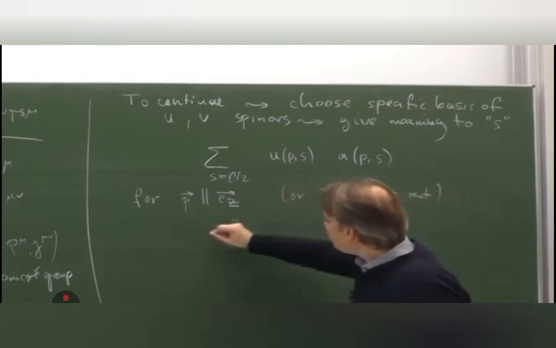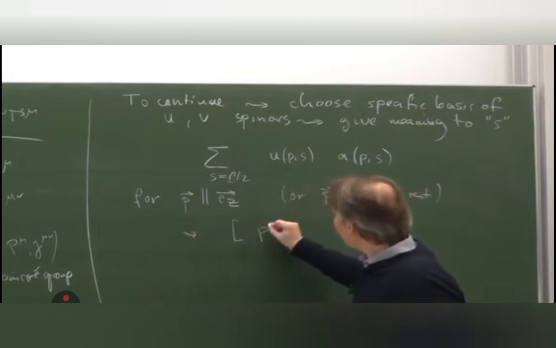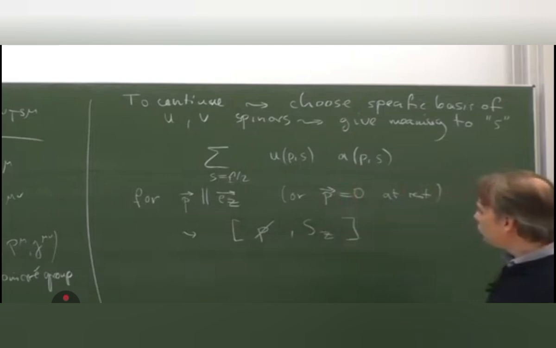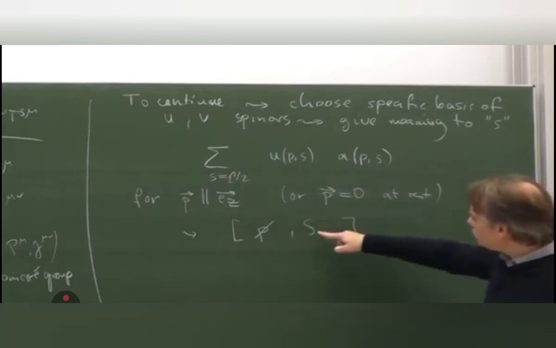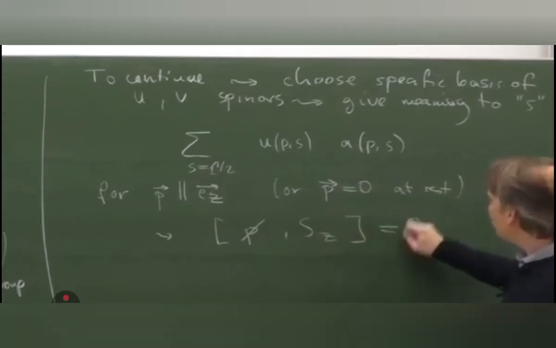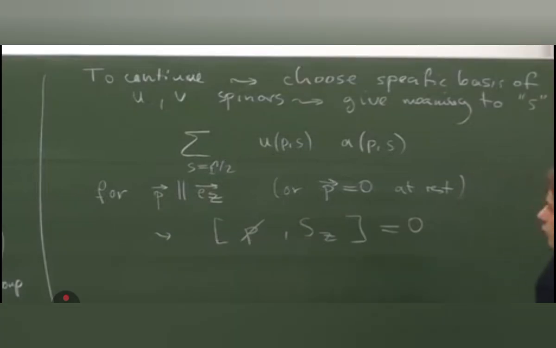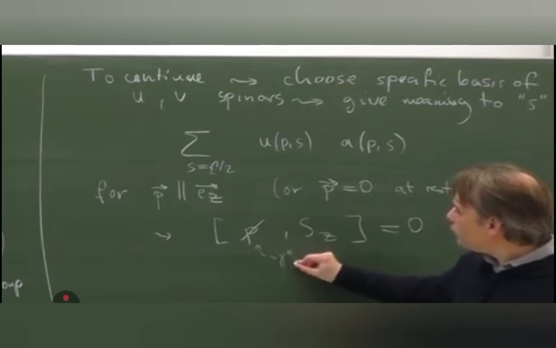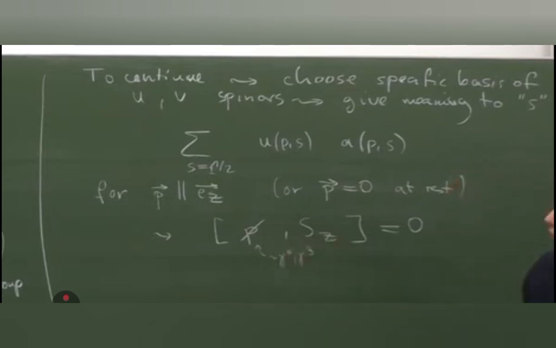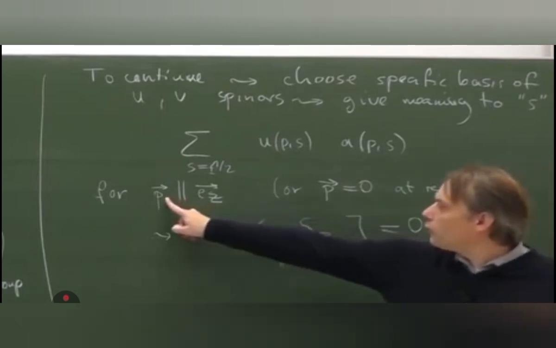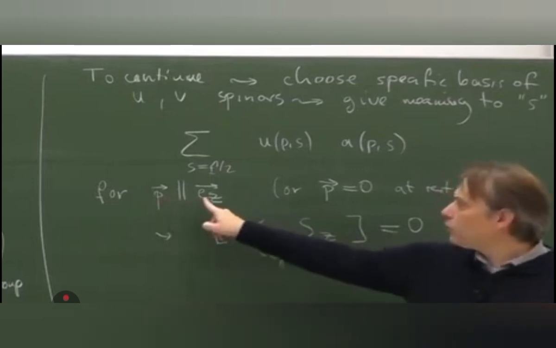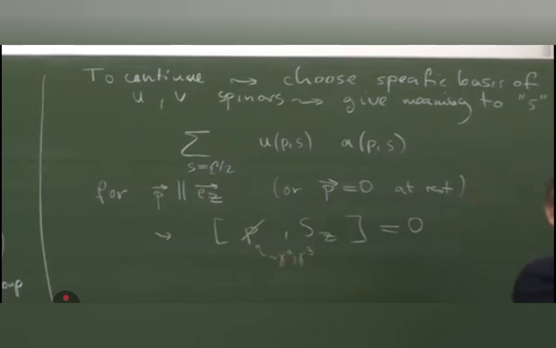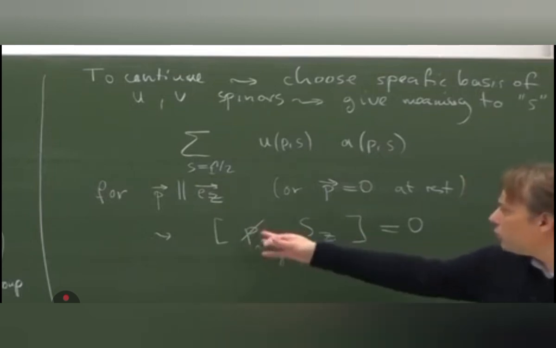We have then the commutator of P slash with the Z spin matrix. That commutator is 0. Why is it 0? Because P slash now contains only gamma 0 and gamma 3, right? The momentum has an energy component, and it has maybe a 3 component, so that P slash contains only gamma 0 and gamma 3. Gamma 1 and gamma 2 do not appear in this sum.